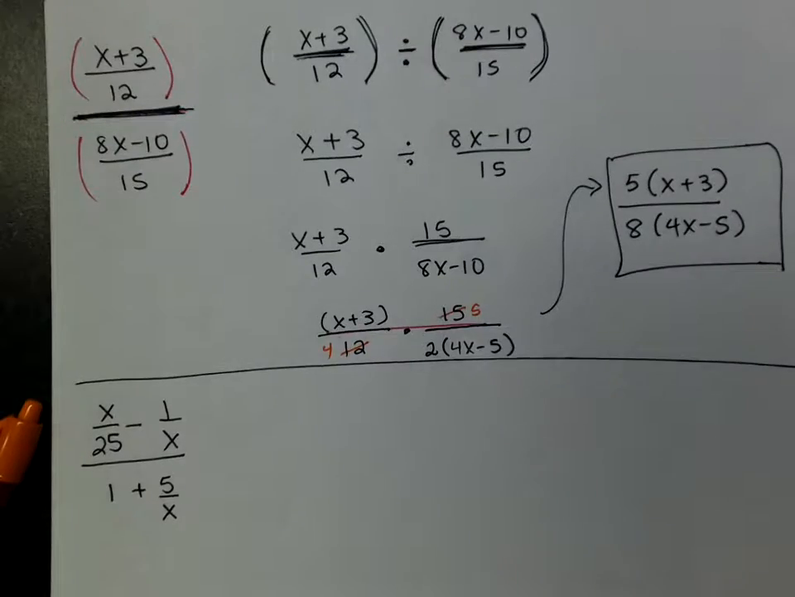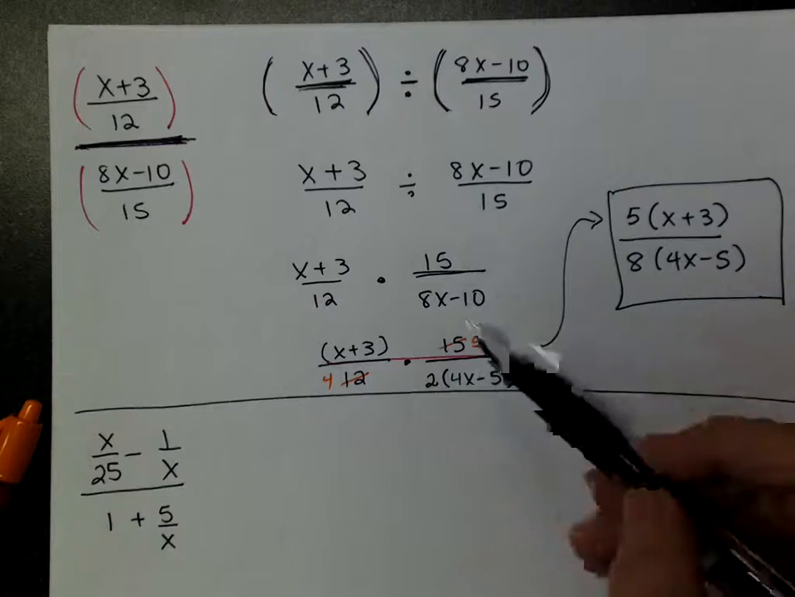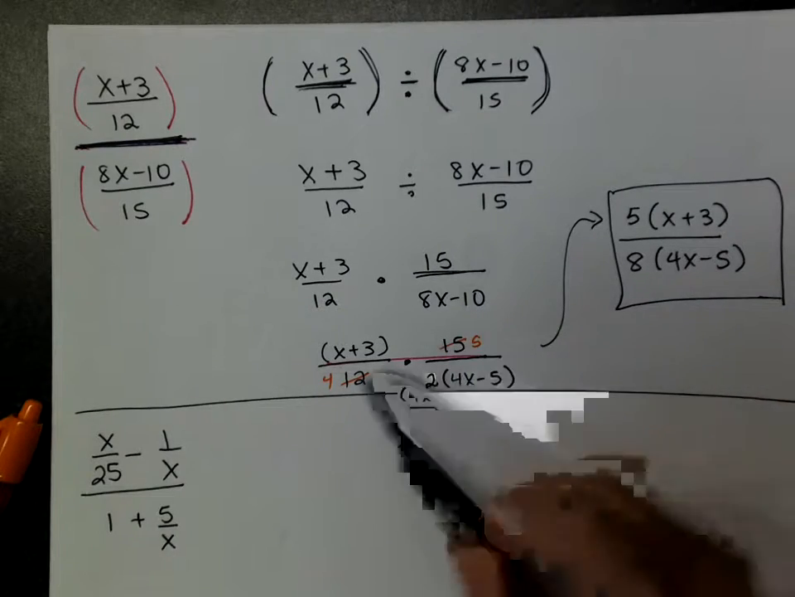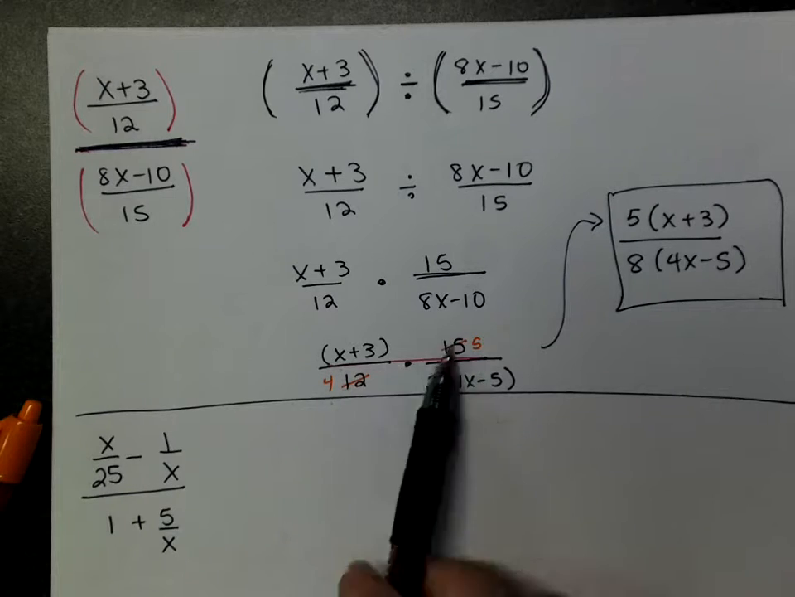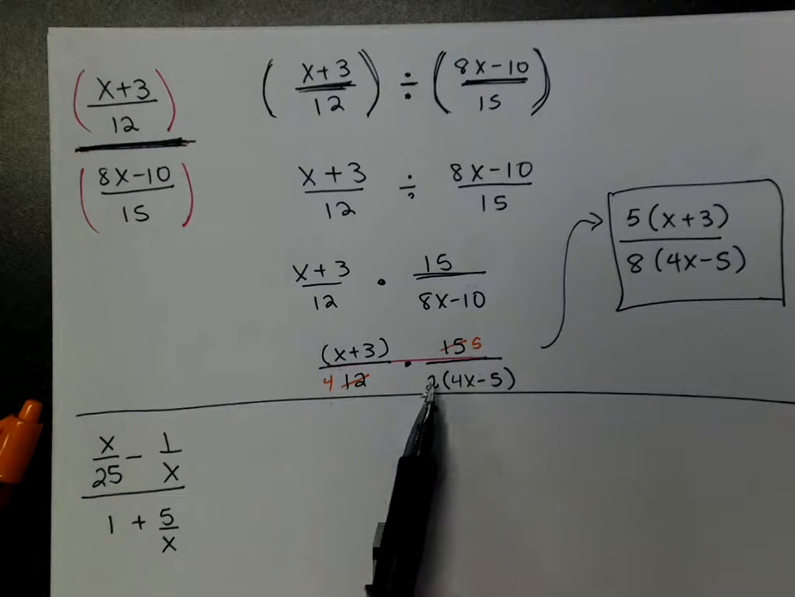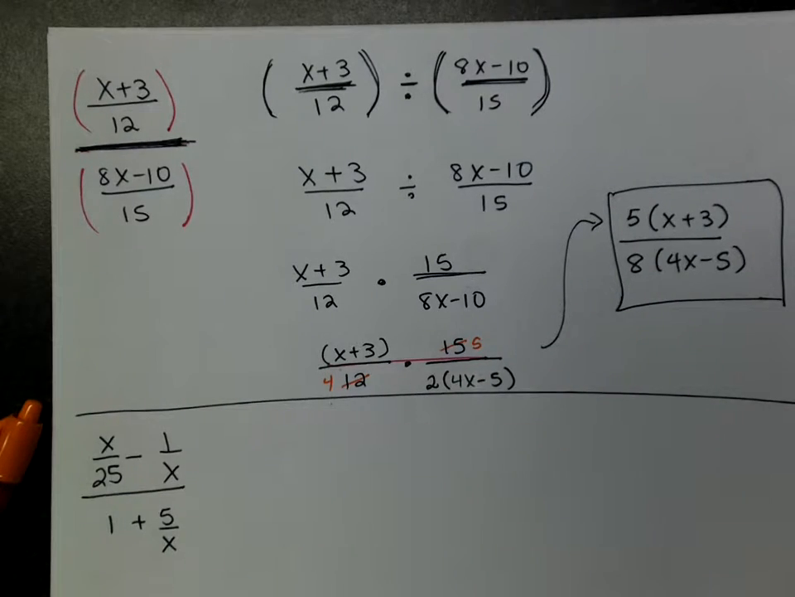Okay? How did you get 5? Because 15 and 12 canceled out to 5 over 4. I divide them both by 3. It's like reducing a fraction diagonally. Oh, and then 4 times, there was a 2 here, so 4 times 2. And just a 5 was left on top and 4 times 2 on the bottom.